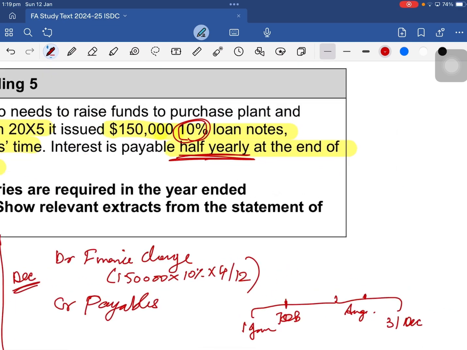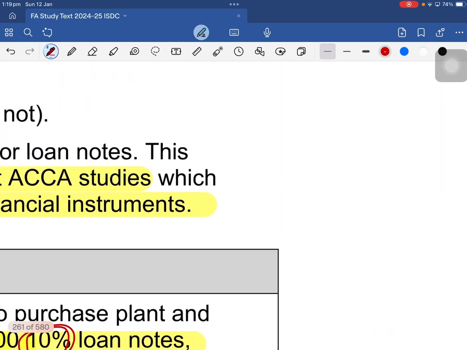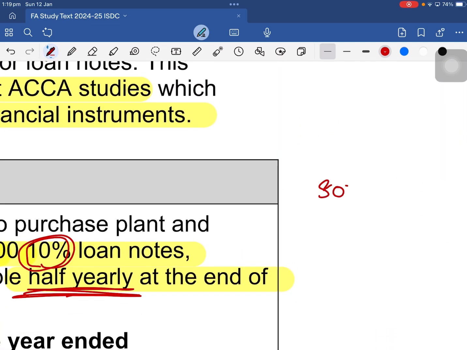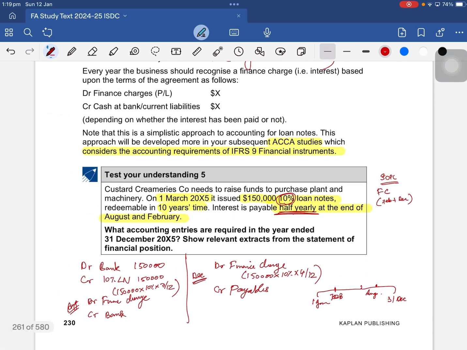Now in the SOPL, what happens? In the SOPL, you're going to take the finance cost of two things: February till August plus August until December. That is, these two should be taken together.